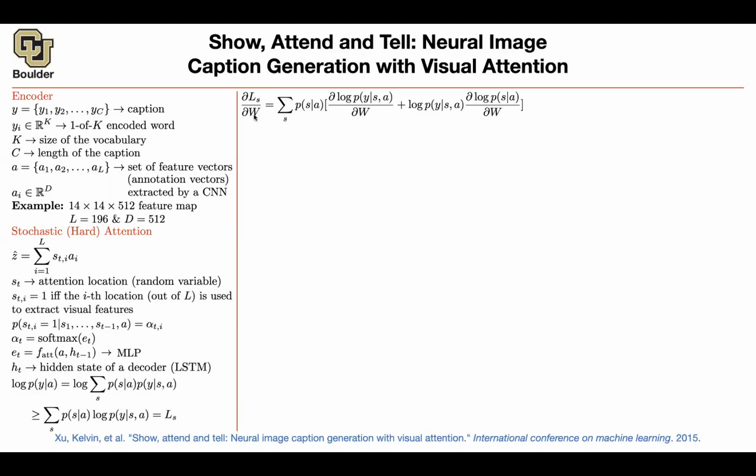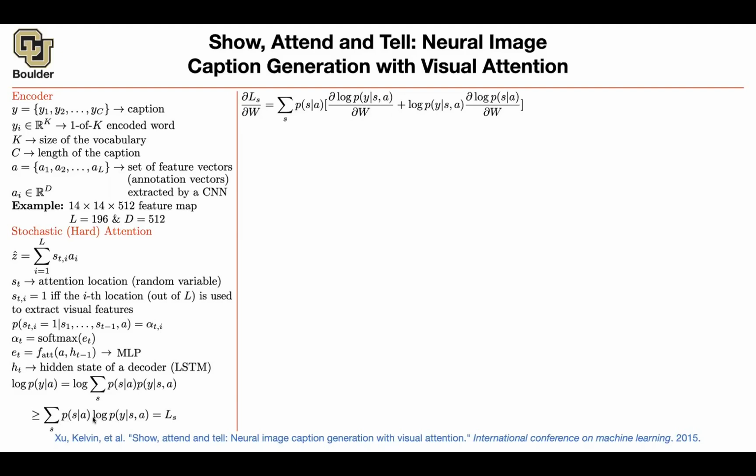Okay, let's take derivatives. The derivative of L with respect to W, there is a summation here. It's going to be the summation of this P and the gradient of this log with respect to W. So that's the first term, plus this other term times the gradient of P with respect to W. And there is this nice trick that I want you guys to learn about.